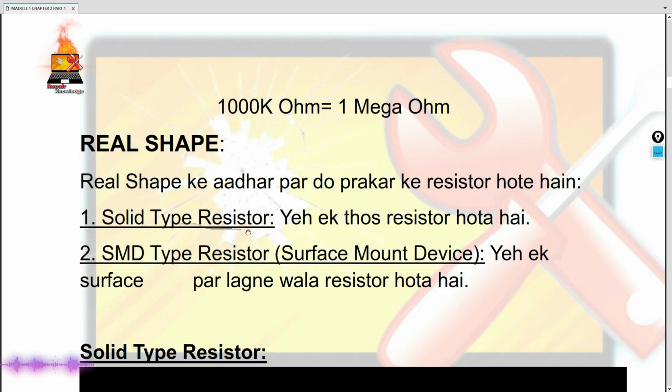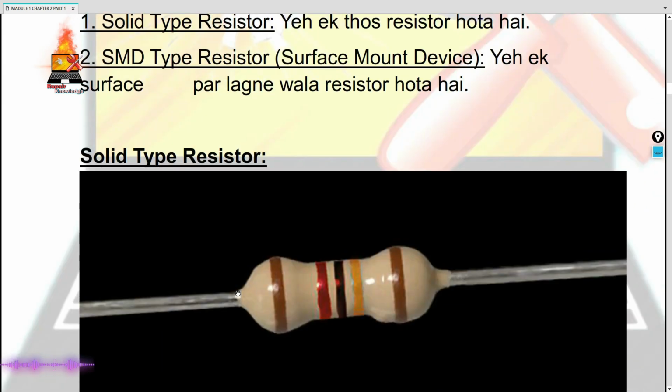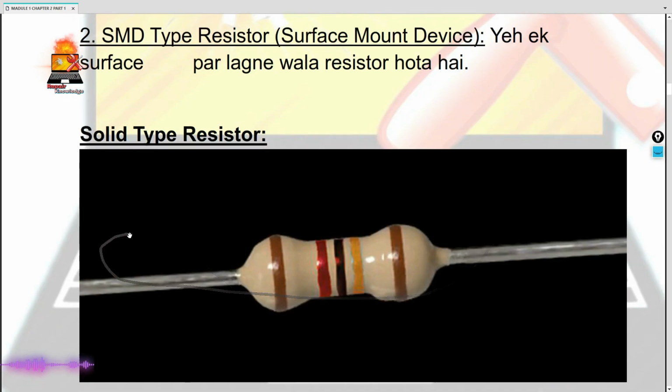If we see here the real shape, what is the real shape of our resistor? There are two types of resistors in real shape. The first is the solid type resistor, the through-hole resistor. The second is our SMD type resistor, surface mounted device, which means it is a resistor mounted on a surface. Okay, if we come down here, then see, these here are the solid type resistors.